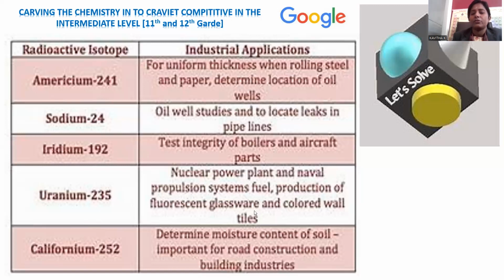Right, so it can be used as a fuel in marine transportation, like ships and submarines, whatever they are, moving with this kind of uranium 235. Production of fluorescent glassware.